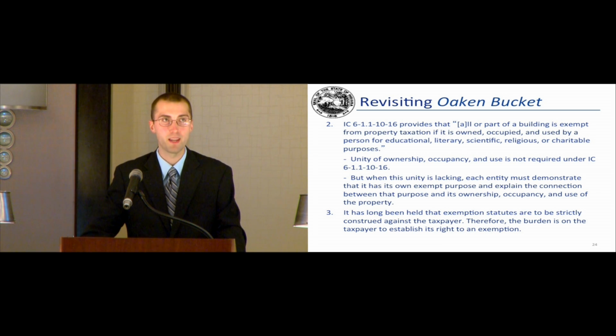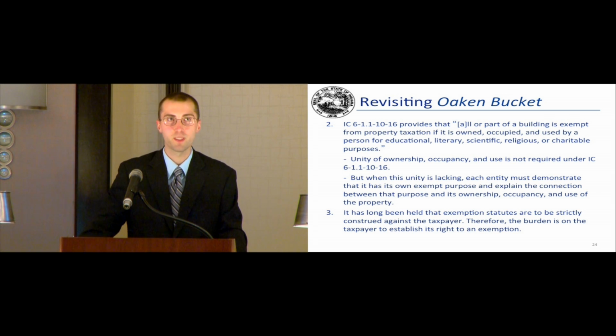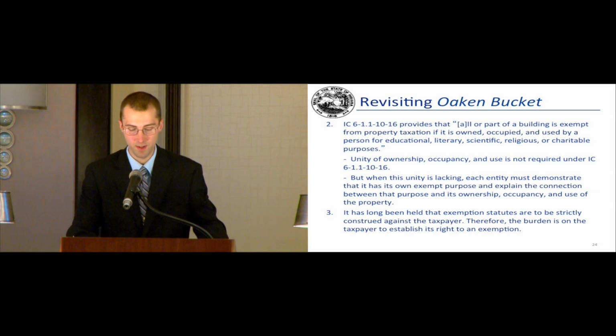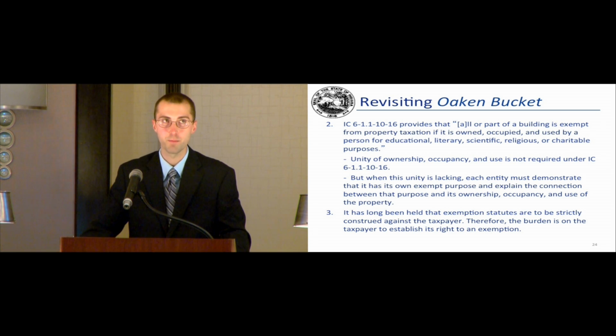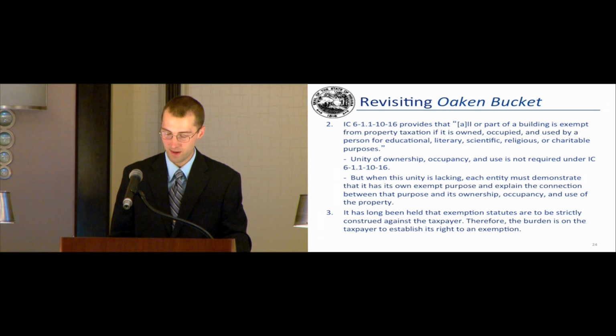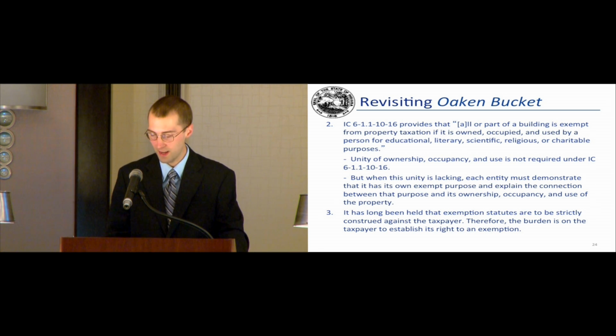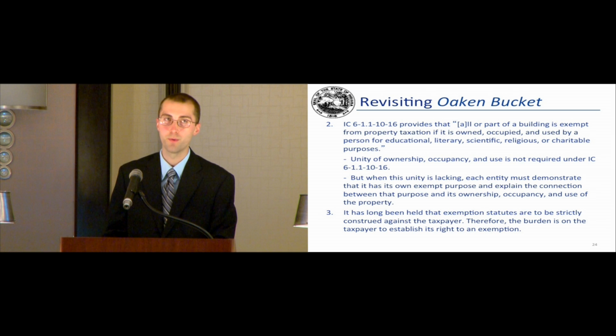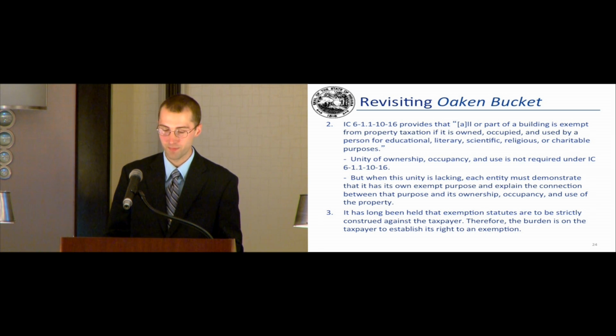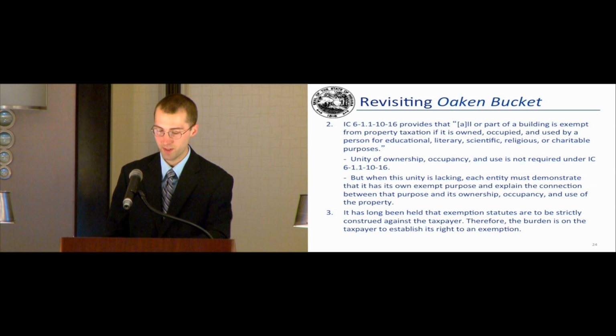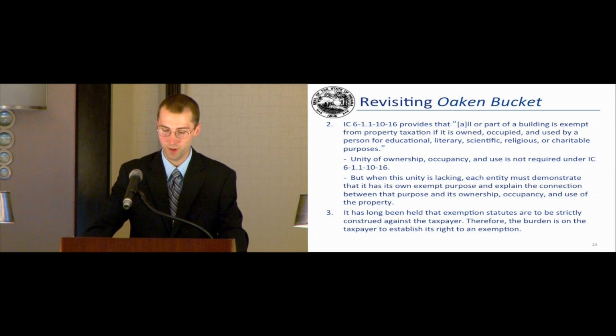Now, the tax court had, in this decision, continued the legacy of Oak and Bucket, acknowledging that unity of purpose is not required by the Indiana Code, but it affirmed the Supreme Court's statement in Oak and Bucket that when the unity of purpose is lacking, both the lessor applicant and the lessee, that is to say landlord and tenant, must each demonstrate their own independent exempt purposes. The court also observed the long-established holding that exemption statutes are to be strictly construed against the taxpayer. Again, the taxpayer has the burden to prove its property exempt to the county.